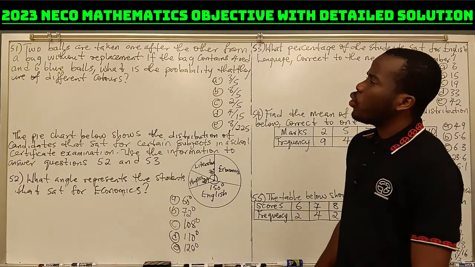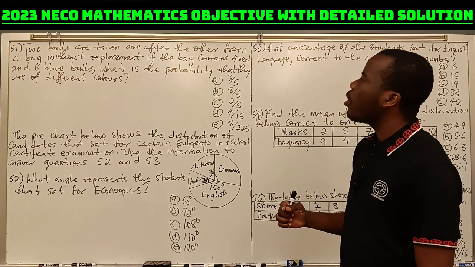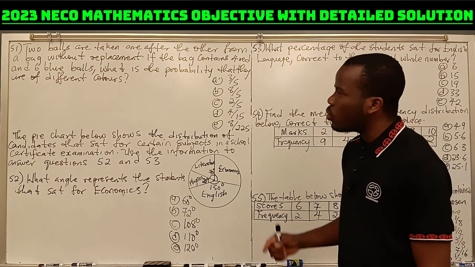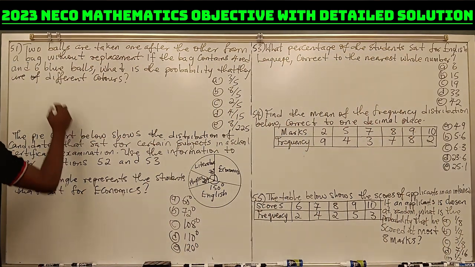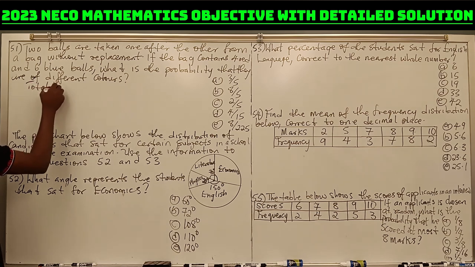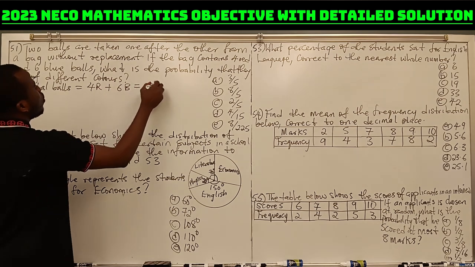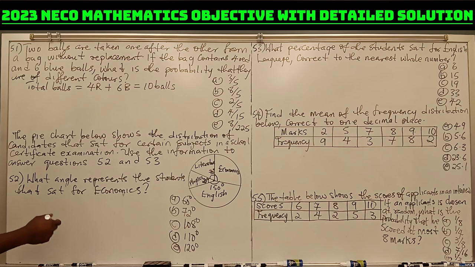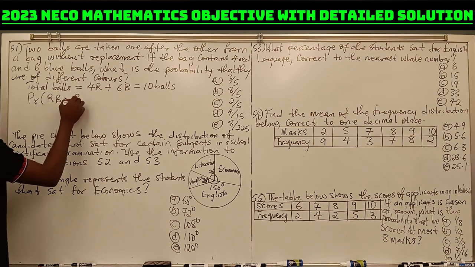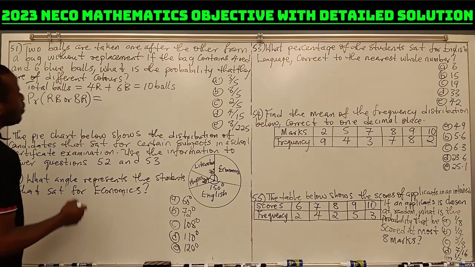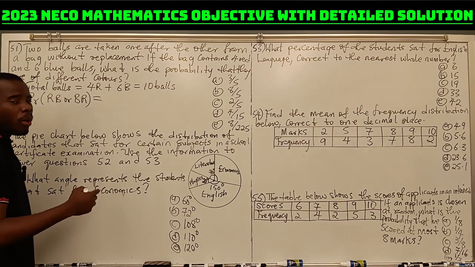Okay, the next problem says, two balls are taken one after the other from a bag without replacement. If the bag contains 4 red and 6 blue balls, what is the probability that they are of different colors? So, total balls will be 4 red plus 6 blue, which is 10 balls. The probability that they are of different color will be red, blue, or blue, red without replacement. So remember, probability is number of required outcome over number of possible outcome.